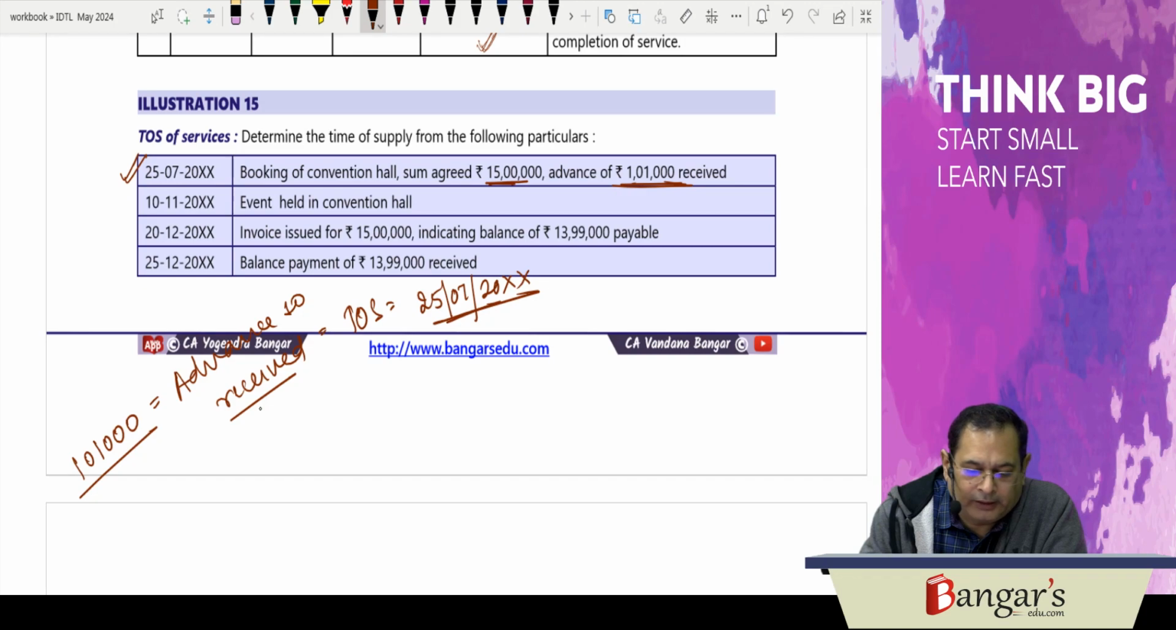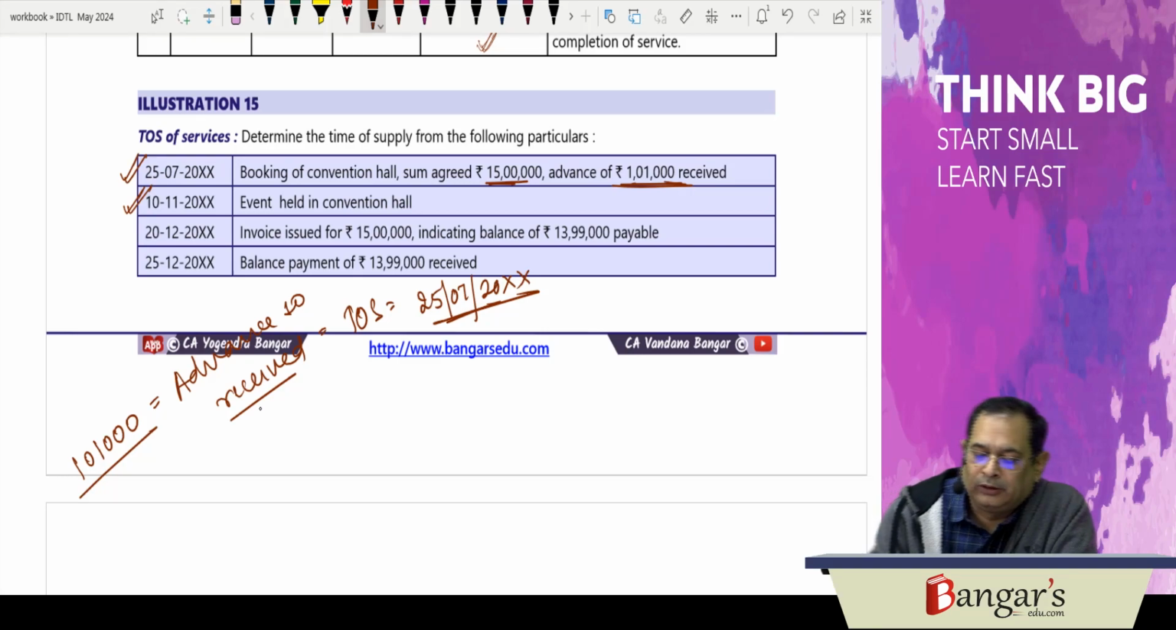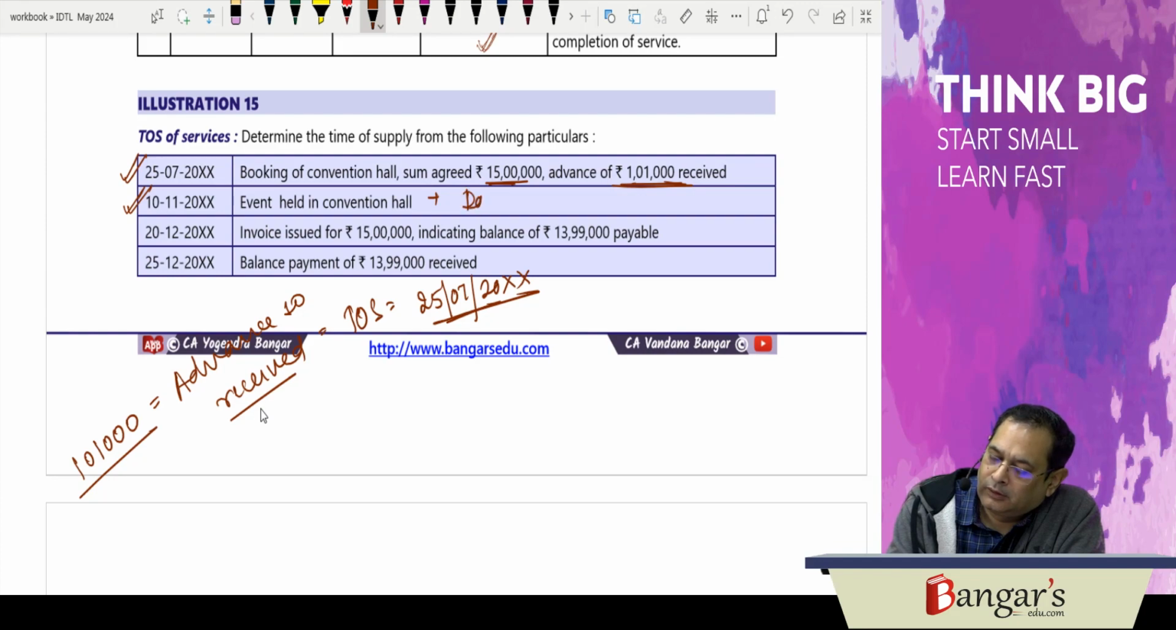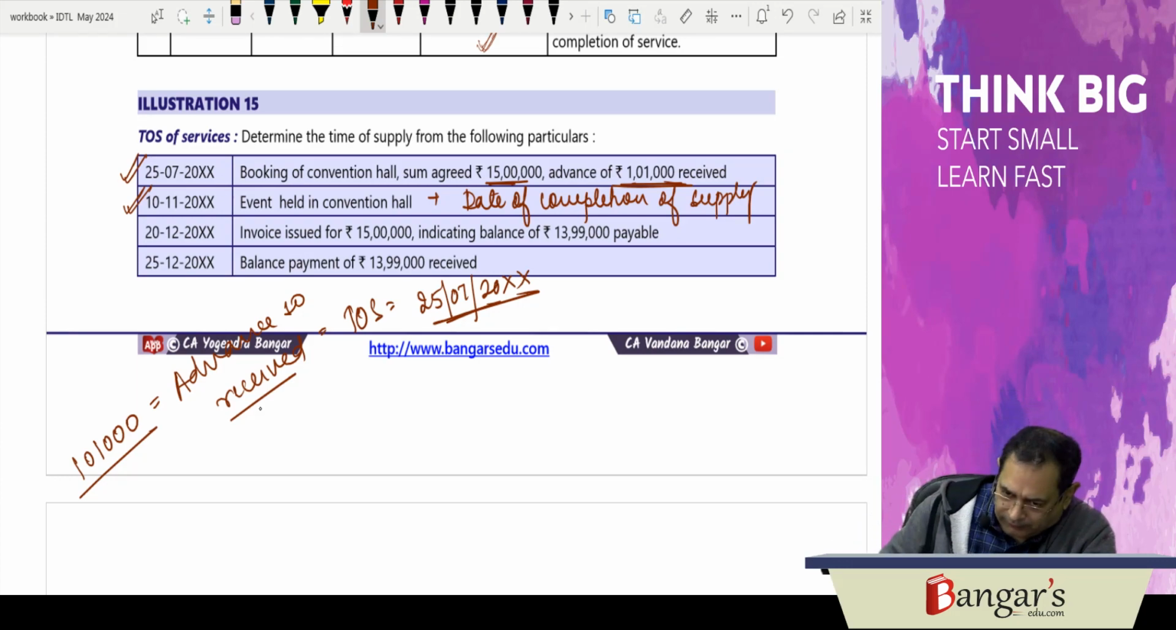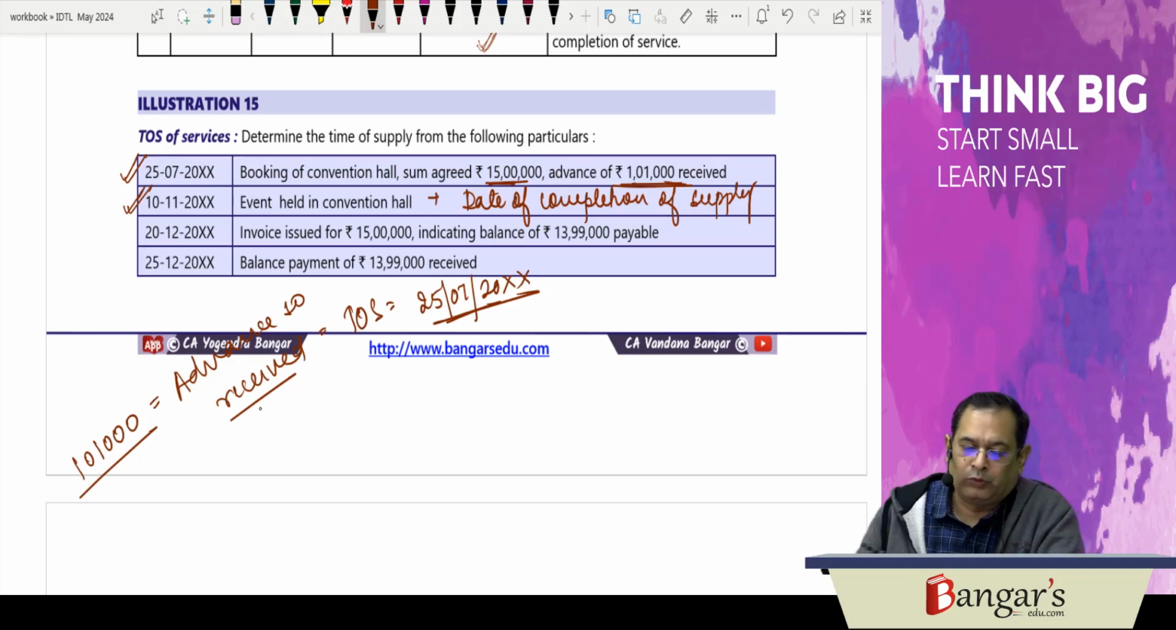Then the event is held in the convention hall on 10/11. So that is the date of completion of supply. Invoice is issued on 20/12. We have to see whether the invoice is issued within 30 days of completion of supply or not.